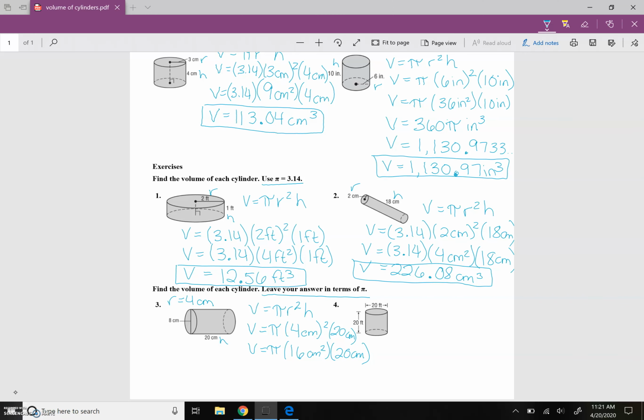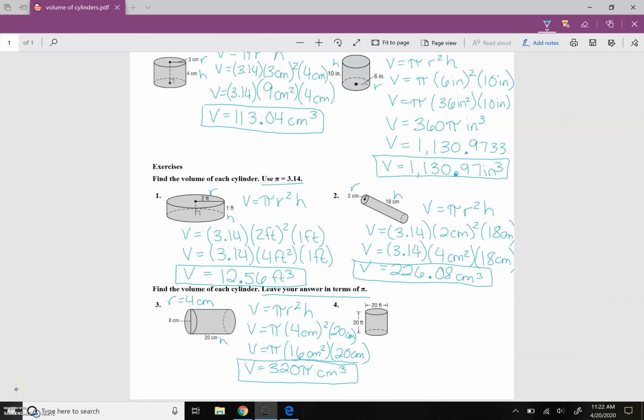So we're going to do the multiplication between the 16 and the 20 next. And that's going to give us 320. And we want to make sure we have pi in our answer. And then our unit comes last, so centimeters cubed for this one. So 320 pi centimeters cubed. That's what it looks like when you leave your answer in terms of pi.